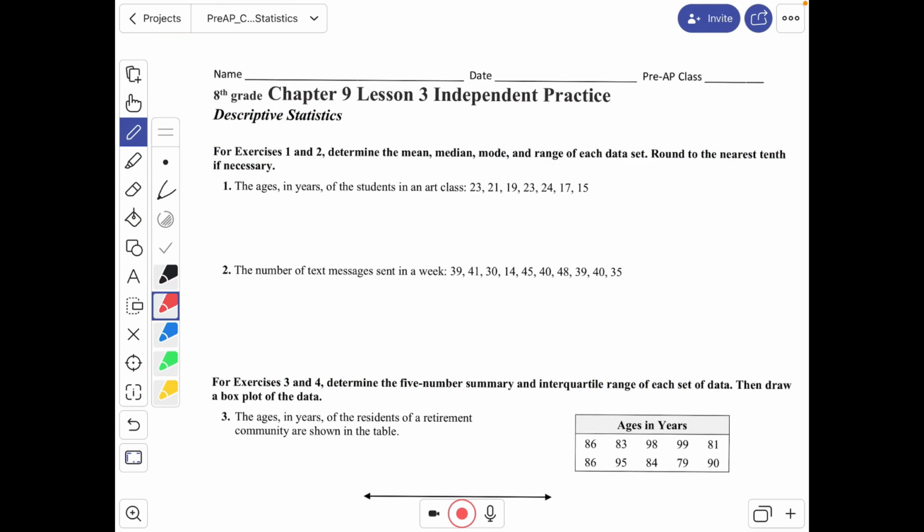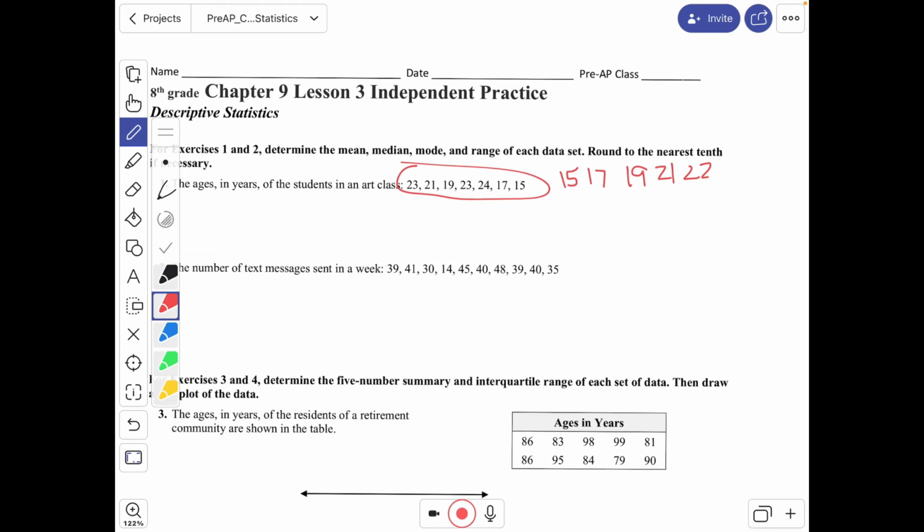Let's look at some of the questions you're going to be doing. So they're going to give you on number 1 and 2 a set of data, and you need to put them in order first before you do anything else. You've got to put the numbers in order. Once you put them in order, then you're going to find the median, the mean, the mode, and the range.